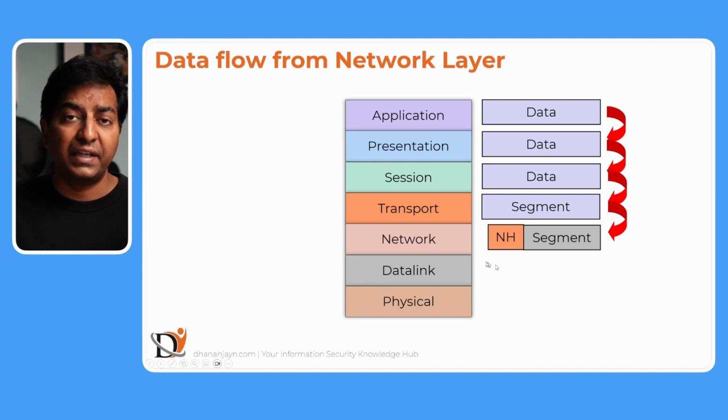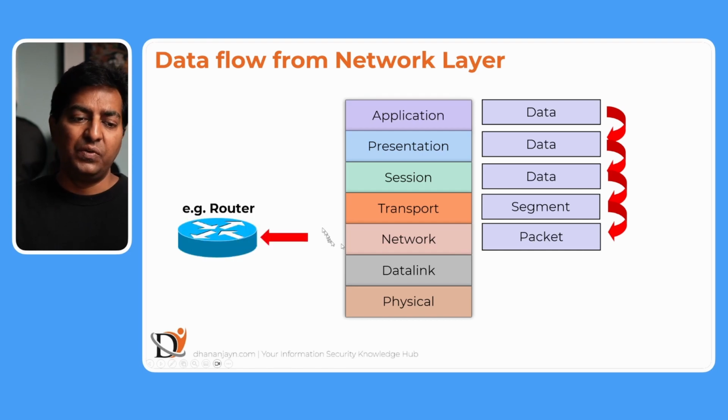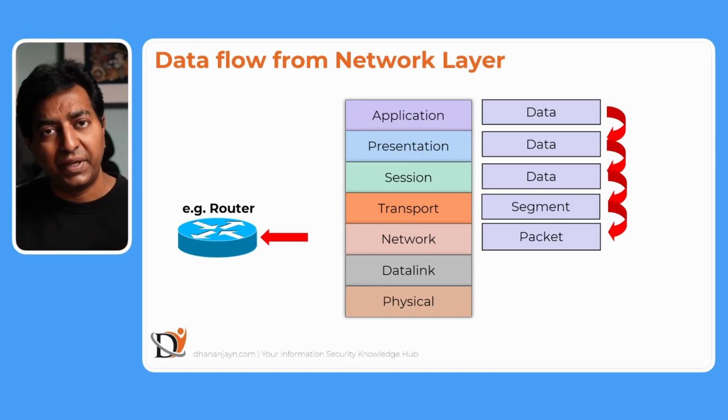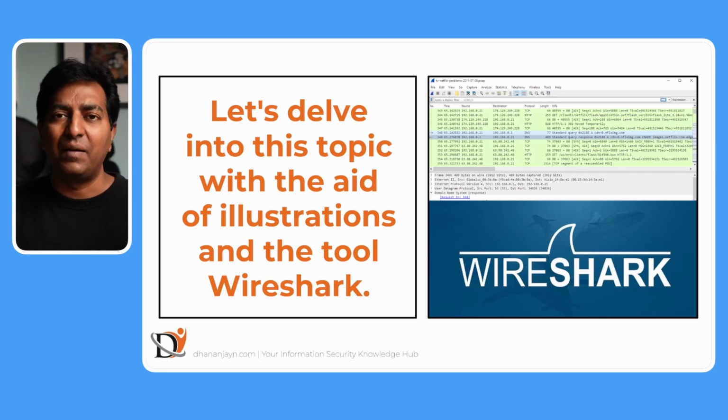Then the network layer attaches the network header, which is nothing but the source IP and the destination IP. And data at the network layer is in the form of packets. This is a usual question: data at the transport layer is in the form of segments, and data at the network layer is in the form of packets. The device that works at this layer is a router. It could be any router, a wireless router, a Cisco router, or a router from any other vendor. So let's understand the source and destination IP address concept with the help of Wireshark.